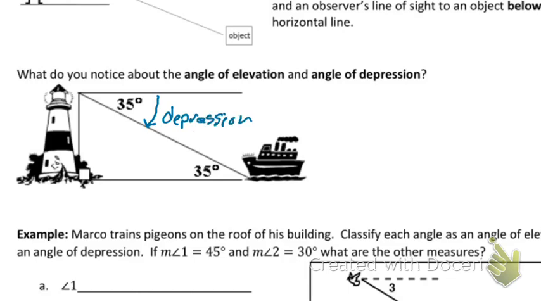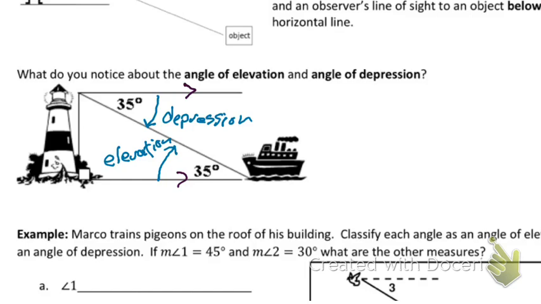However, if I'm talking about this boat, that upward motion from that horizontal would be an elevation. So the interesting thing about an angle of depression and angle of elevation in cases like this is they're both equal to each other, because if you look at that 35 and 35, those are alternate interior angles because both of our horizontals are parallel to each other.